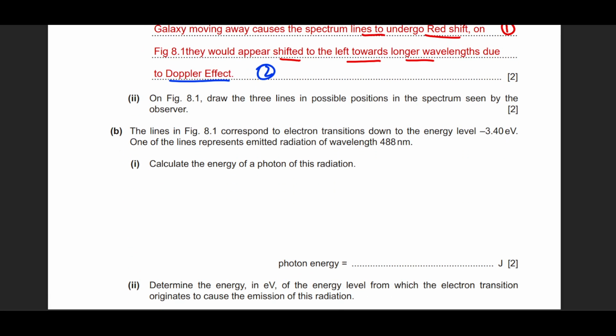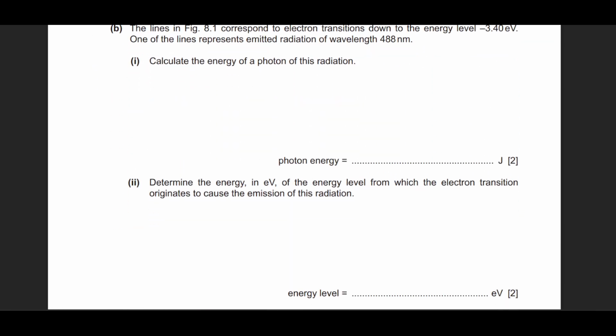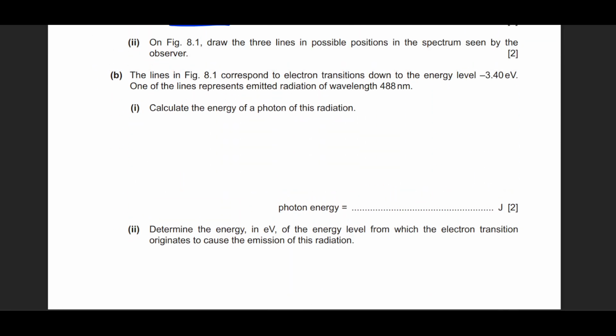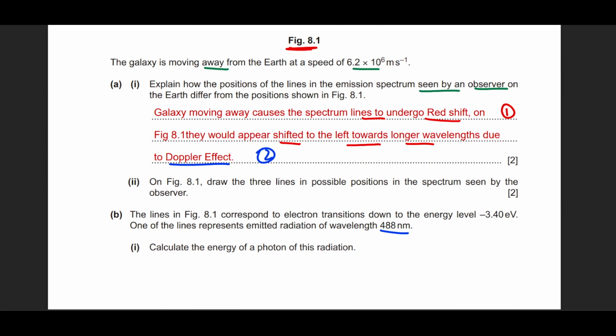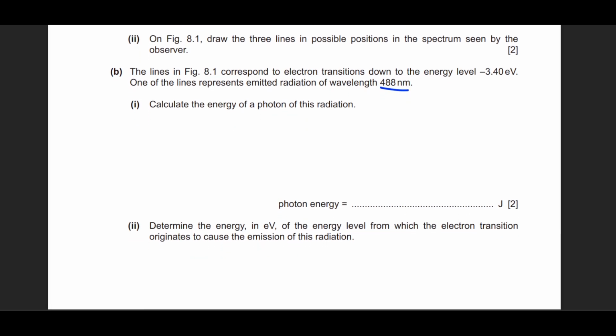He says draw the location of these possible lines. So this is where the lines are going to be, over here, and over here. Then we have 8.1 corresponding to an electron transition to the level of negative 3.40 electron volts. One of the lines represents 488, which will be closer to this side. This will probably be 488. Okay. Calculate the energy of the photon in this radiation.